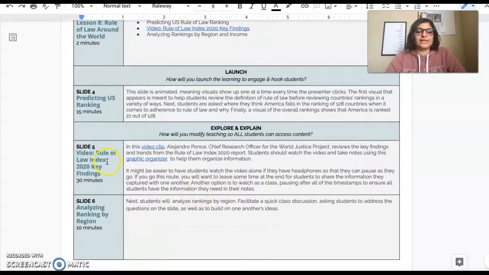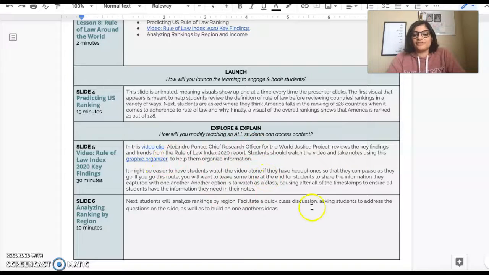Then moving on to slide 5, there's a video clip of the Chief Research Officer for the World Justice Project, and he's reviewing the key findings and trends from the report. It's 10 minutes. I took just a 10-minute clip because I know students get bored after long periods of time. The hope is that students will watch the video and take notes using this graphic organizer to help them organize the information. I'll go over the organizer in a second.